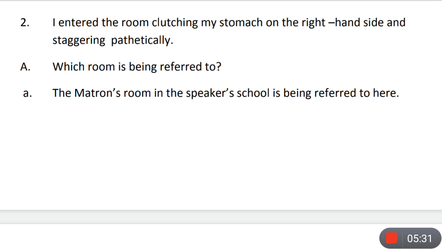Now we have a second statement which has been taken from your textbook, from your story, and the statement is, "I entered the room clutching my stomach on the right hand side and staggering pathetically." So this is the statement taken from the story, and now we have a question based on this statement. Question number A is, which room is being referred to? Answer, the matron's room in the speaker's school is being referred to here.